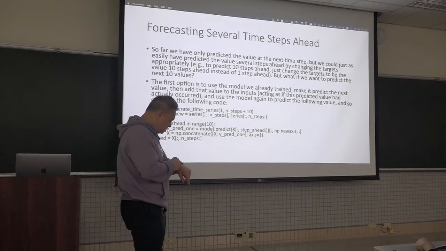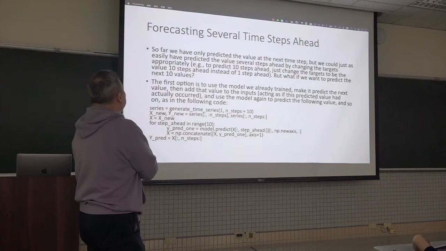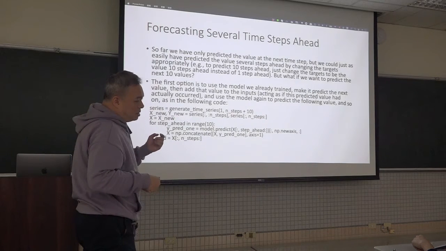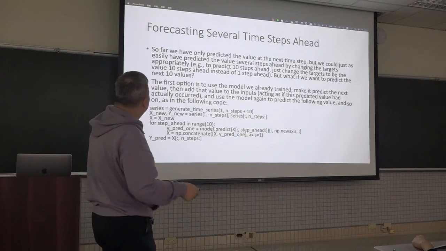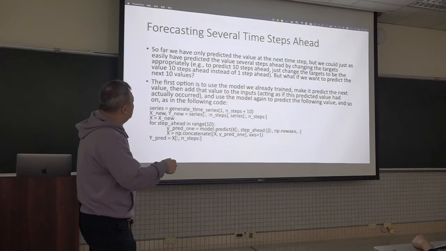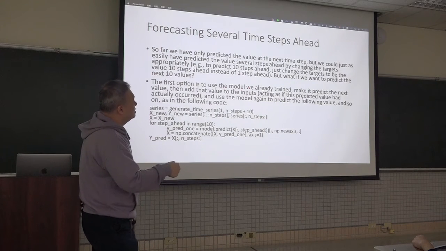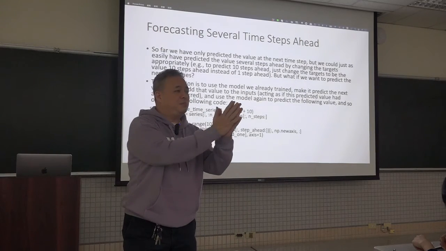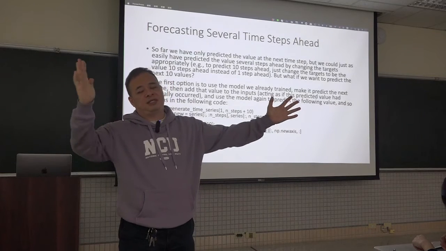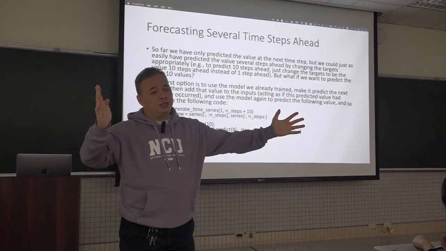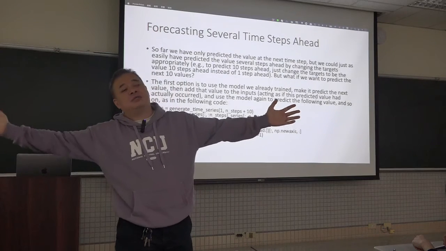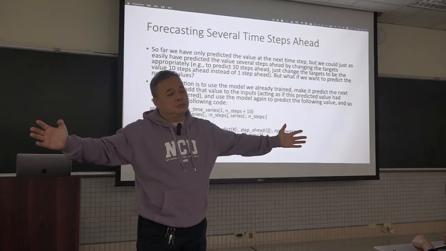So, so far we only predicted the value of the next timestamp. How about if we want to predict the value several time steps ahead? What do we do? With the previous 50 values, we predict the next value, right? So sometimes we want to predict not only the next value, we want to predict maybe the next 10 values.